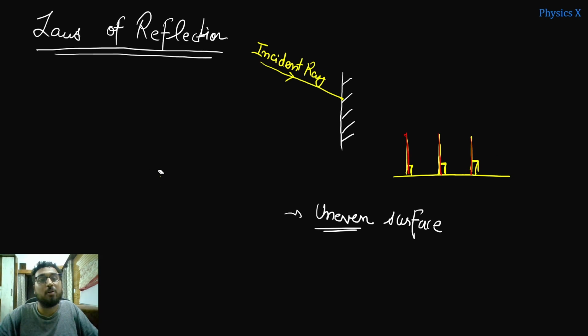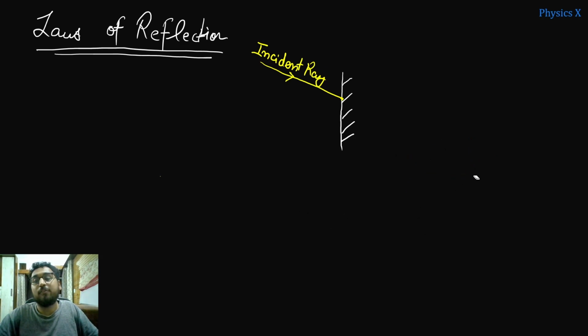Now our discussion on the laws of reflection. As I told you, this is the surface which I have drawn, and the dashed lines are the non-reflecting side and this is your reflecting side. From some object, or some source, this incident ray is coming.